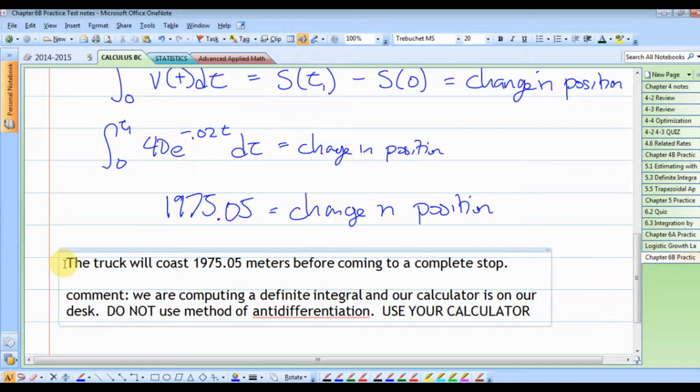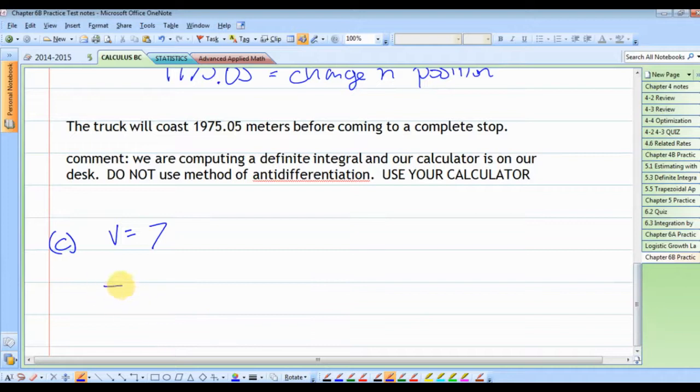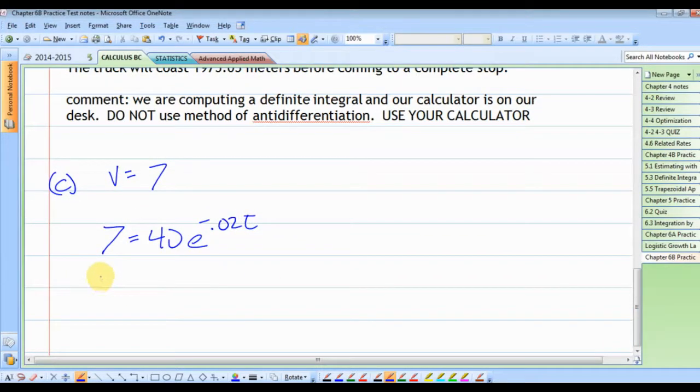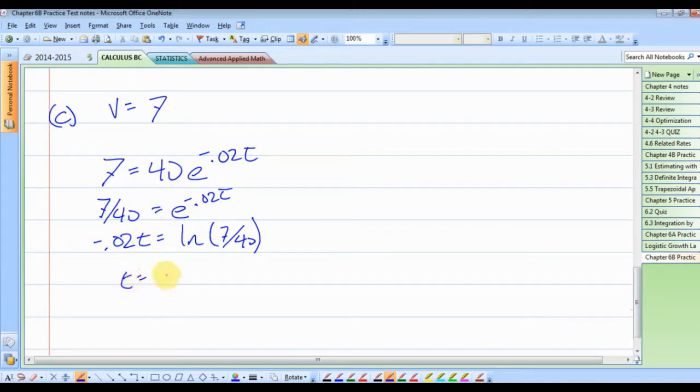C, how long will it take for the truck's speed to drop to 7 meters per second? C, we want the velocity equals 7, right? All right, so in other words, 7 equals 40 e to the negative 0.02 t. Gosh, this really isn't that big of a problem. It's just like the previous one, isn't it? All right, so let's see. 7 over 40 equals e to the negative 0.02 t. Negative 0.02 t equals the natural log of 7/40ths. So t is equal to negative 1 over 0.02, natural log of 7 over 40.